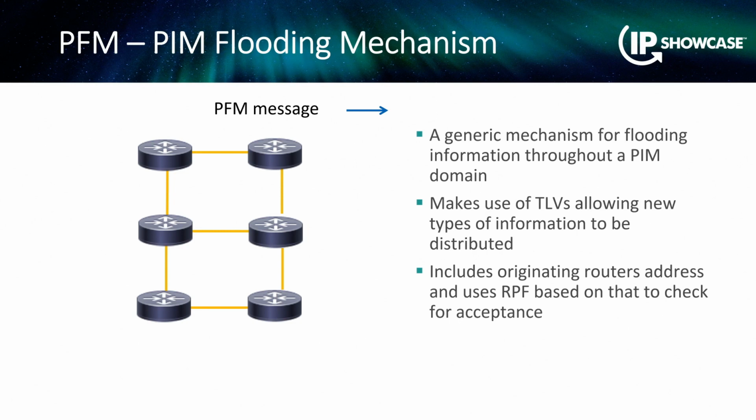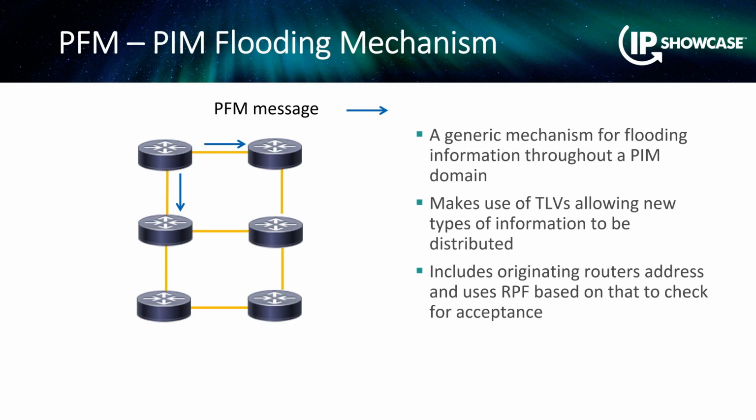So in comes PIM flooding mechanism. PIM flooding mechanism generically is a mechanism for sending any information throughout a PIM domain. So we use TLV messages to send this information. It's not actually multicast state, so it doesn't build state in the router. It just sends messages and allows us to build a database about where things are. It includes originating router addresses. It includes the RPF, or the reverse path forwarding check addresses, so that you can actually check and make sure that your multicast is accepted on your router.